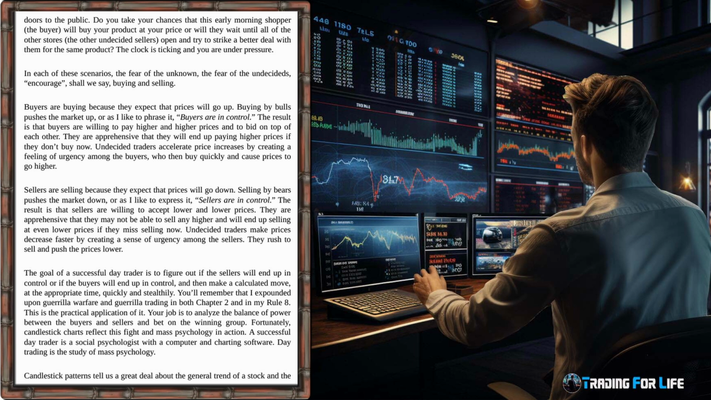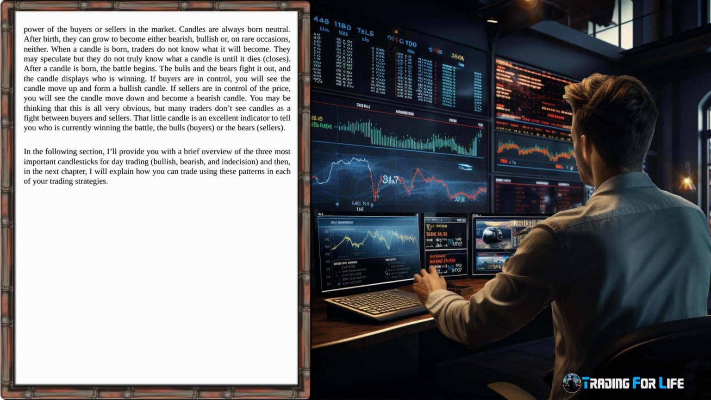Fortunately, candlestick charts reflect this fight and mass psychology in action. A successful day trader is a social psychologist with a computer and charting software. Day trading is the study of mass psychology. Candlestick patterns tell us a great deal about the general trend of a stock and the power of the buyers or sellers in the market.